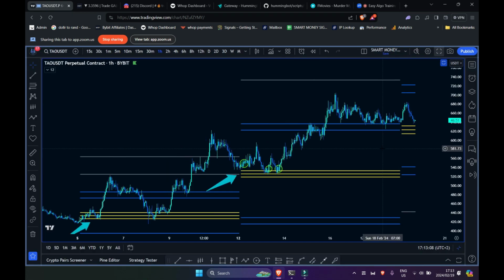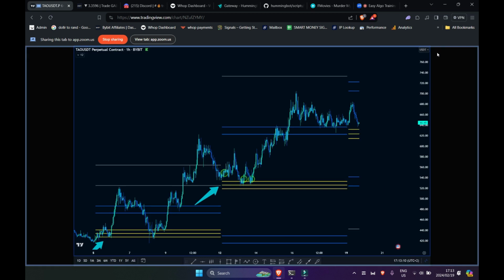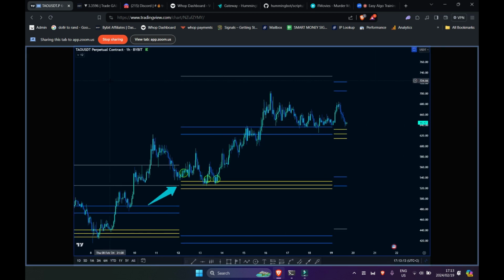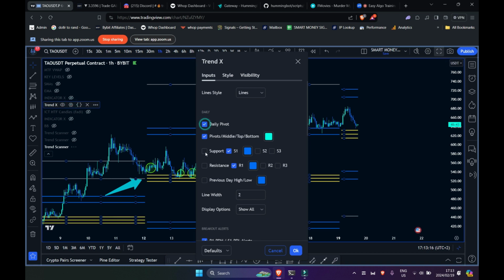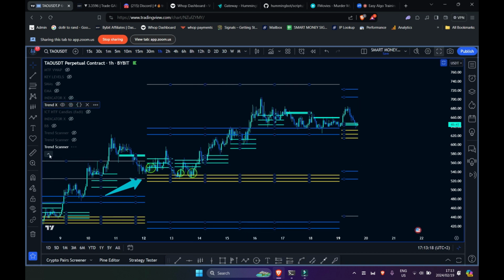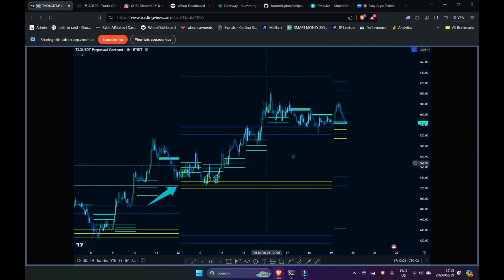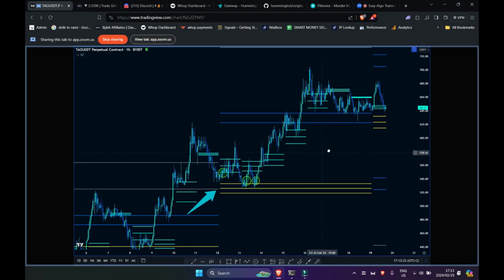So that was Tau from last week. See, if we had to add in the daily grids, I just want to show you this quickly, guys, because this can really help with getting more precise entries.